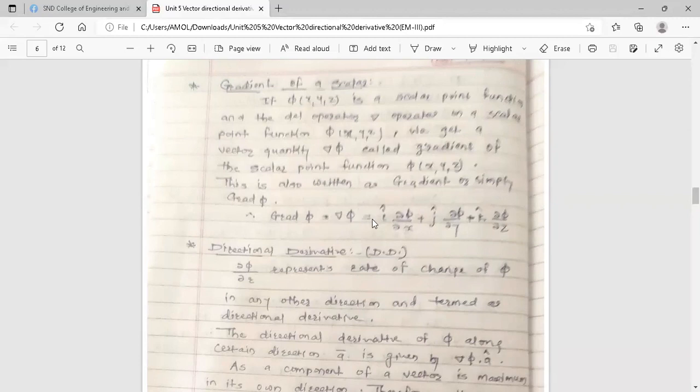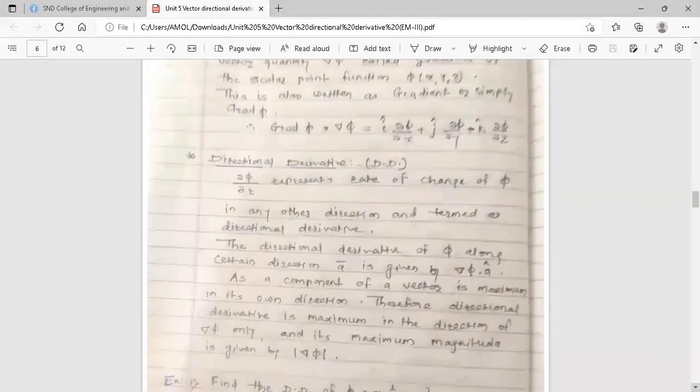Del into phi is equal to, now you know the value of del and what phi is. Del is i cap into del by del x plus j cap into del by del y plus k cap into del by del z, into this phi. We should differentiate phi with respect to x, with respect to y, with respect to z, every term. And this is nothing but your gradient of a scalar.